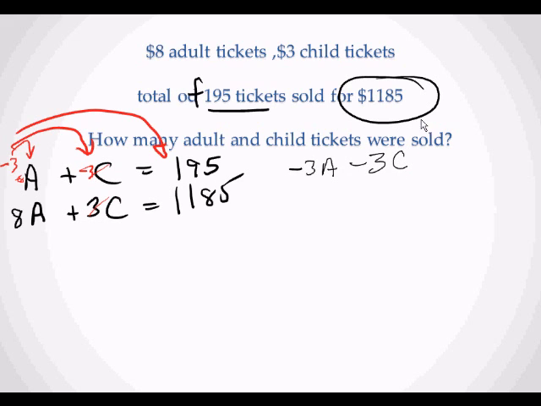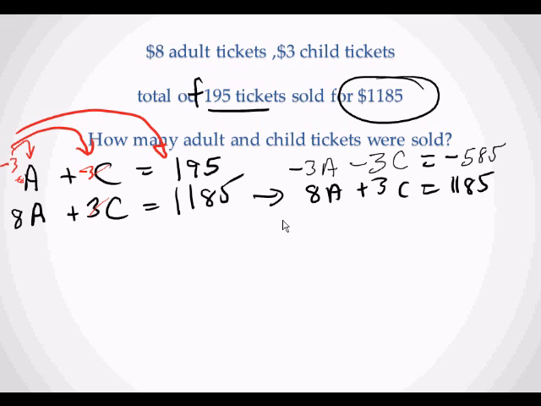so the C's cancel. -3 times A is -3A. -3 times C is -3C. -3 times 195 is -585. Just on your calculator, -3 times 195, you get -585. The second row I'm leaving alone. 8A plus 3C equals 1185.